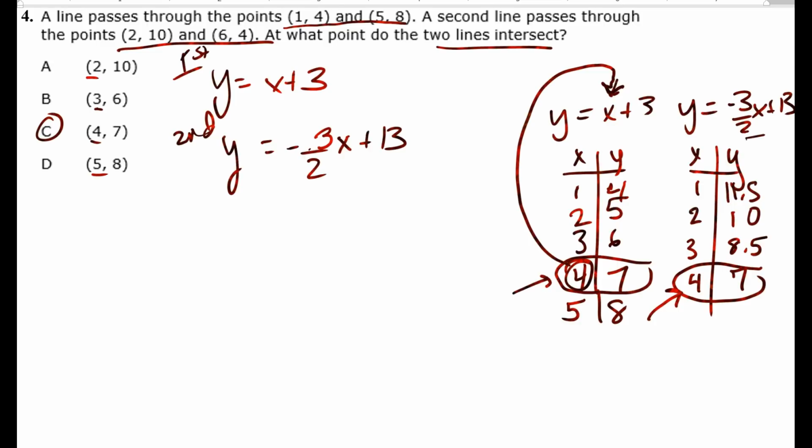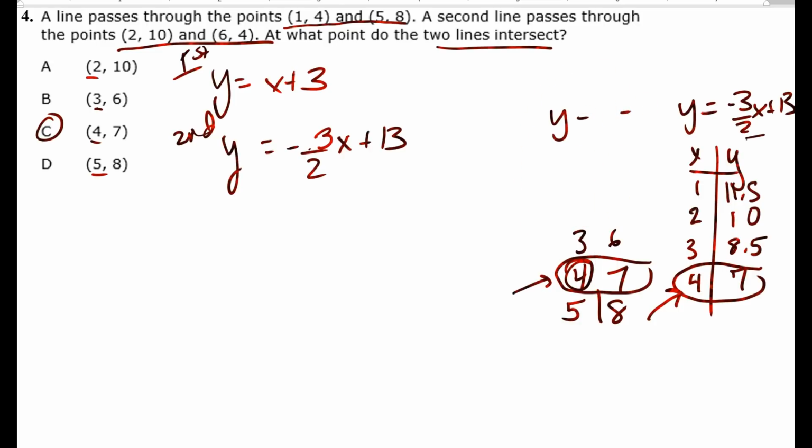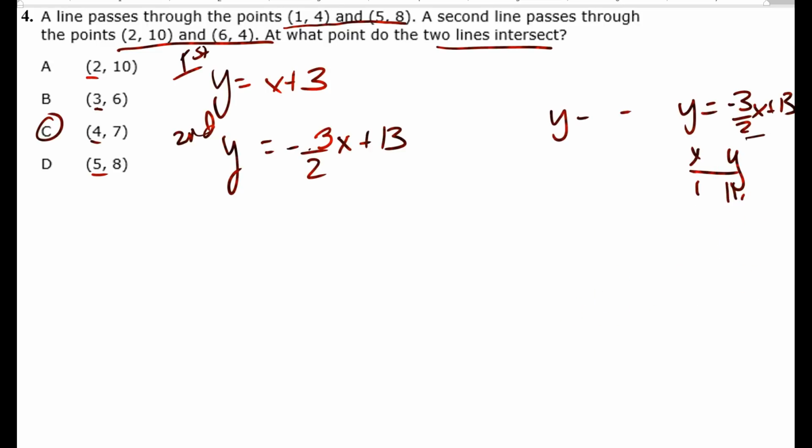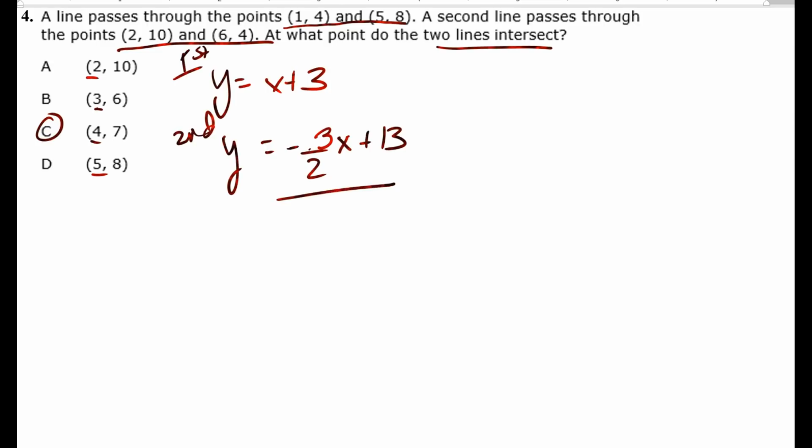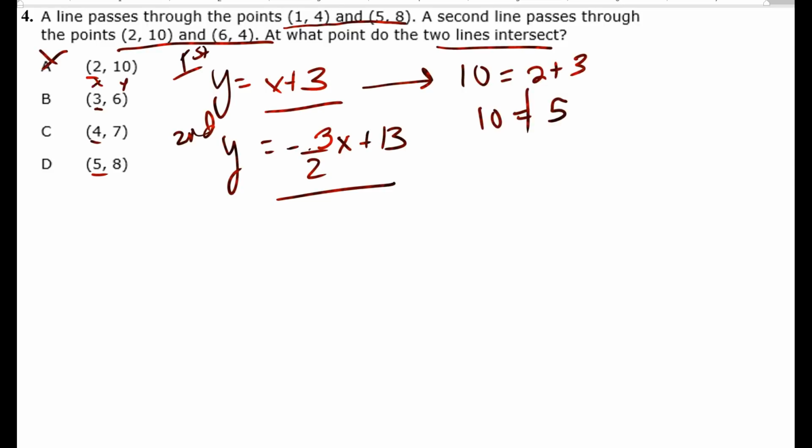So say for instance, this is really good because it's going to help you out tonight, because you don't have to build any tables or anything like that. Say I started off with these equations. I'm given this equation and I'm given this equation. I'm asking you what point works. Well, we plug them in and see if we get a true statement. So if x is 2 and y is 10, when I put that into this equation, I'm saying that 10 is equal to 2 plus 3. Well, that's false, because 2 plus 3 is 5. So I know you don't work.